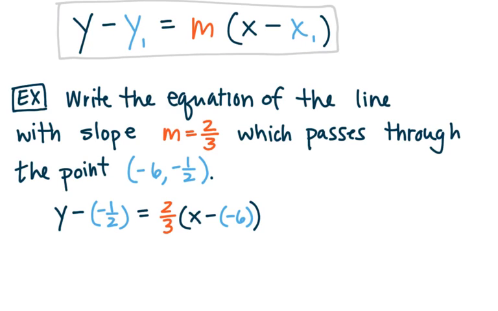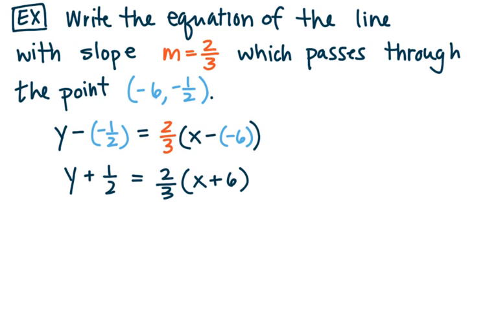Here we're going to distribute these negatives, so the double negatives will turn positive. We'll distribute that 2/3, and then we'll add this one term 1/2 over. So let's look at simplifying. I have y plus 1/2 equals 2/3 times the quantity x plus 6. Now I'll distribute that 2/3, y plus 1/2 equals 2/3 x, plus that would be 12/3 or 4.